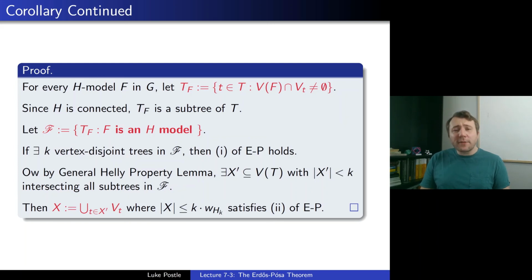Because why? You have to convince yourself that indeed, did we hit all of the models? Yeah, that's how the definition went, right? So if somehow we haven't hit all the models, there would be a new tree that would have been disjoint from my X, and thus from the X prime, and that's not possible. All right, so that concludes our proof of the corollary.